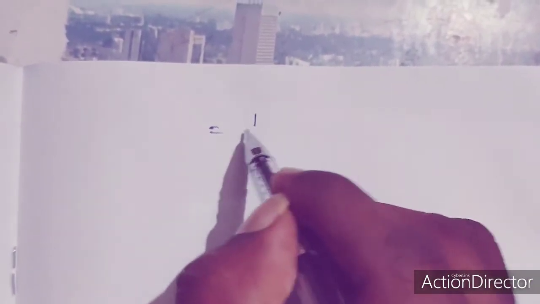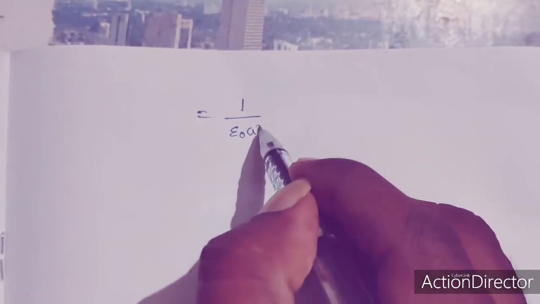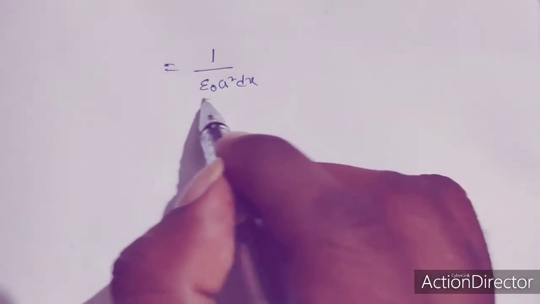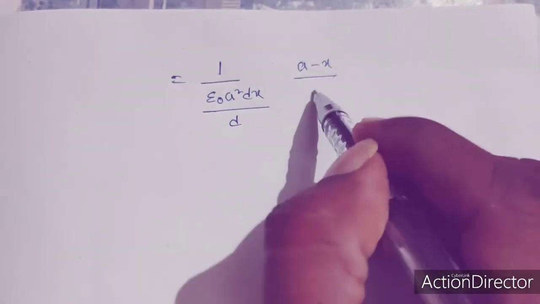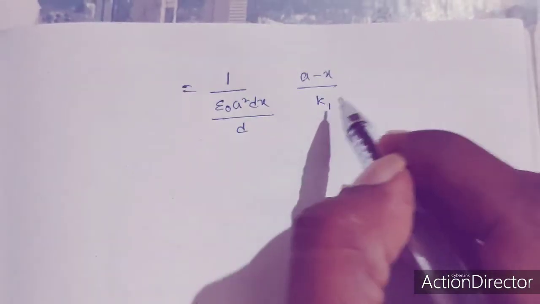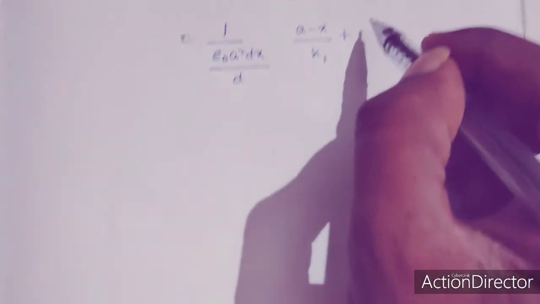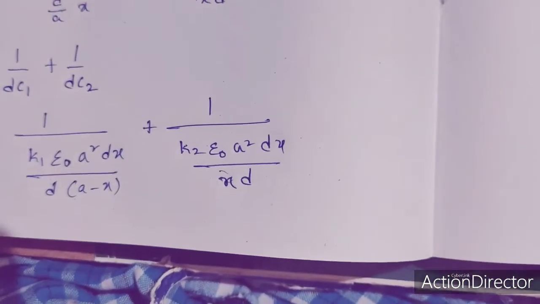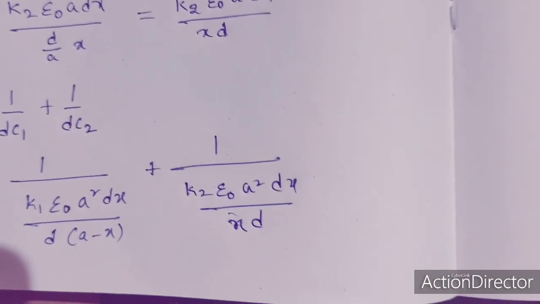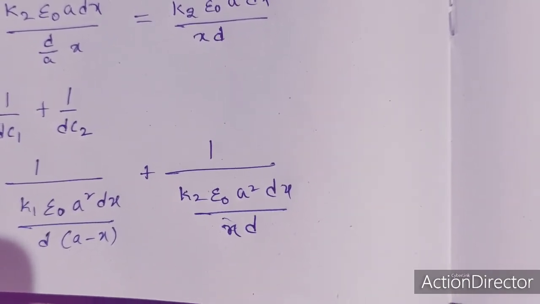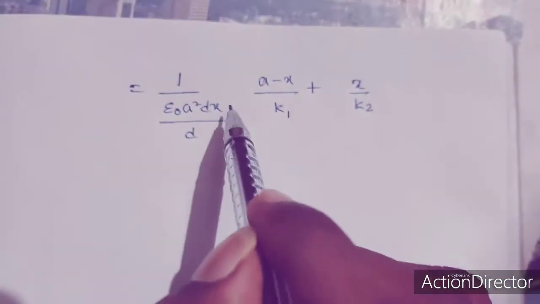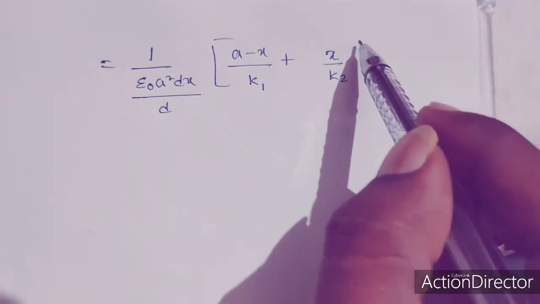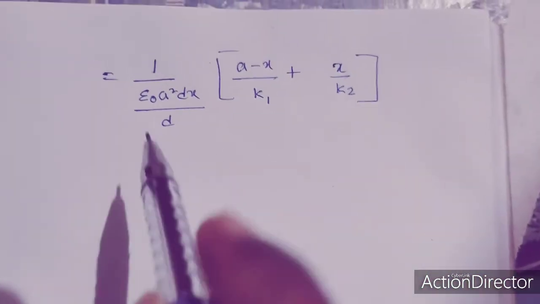Take common epsilon naught A square dx divided by d. The remaining value, how much? A minus x divided by K1. Plus another one, how much? Identify that point: x by K2. The remaining value, how much? You can identify. So here, a minus x divided by k1 plus x by k2.